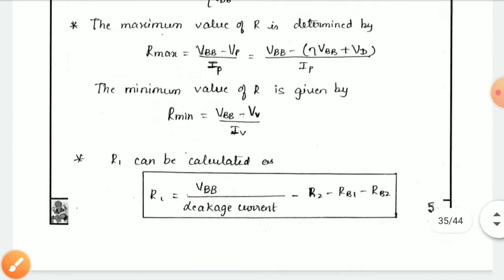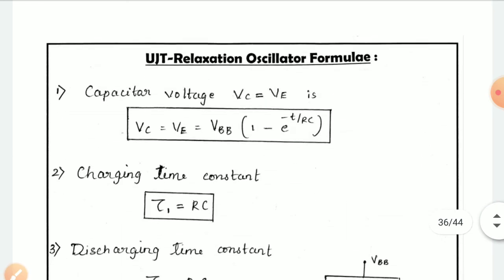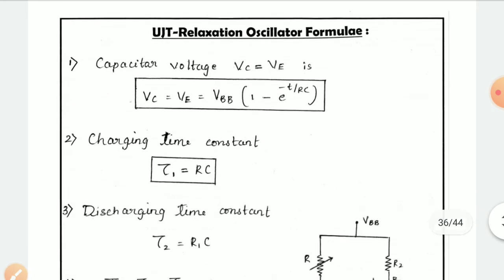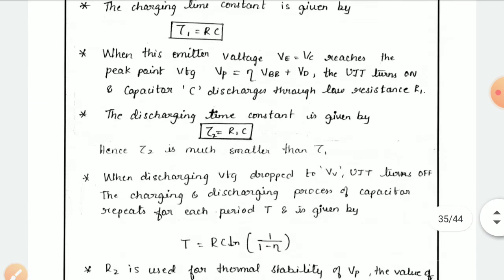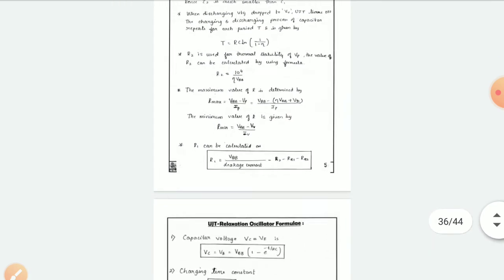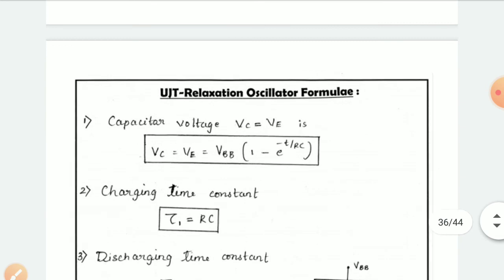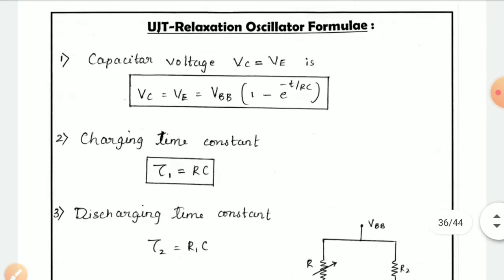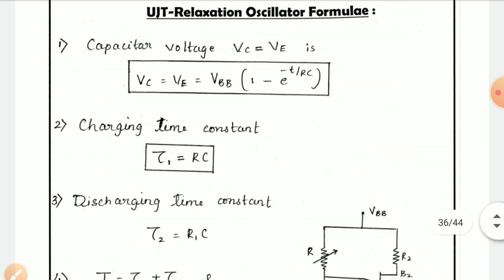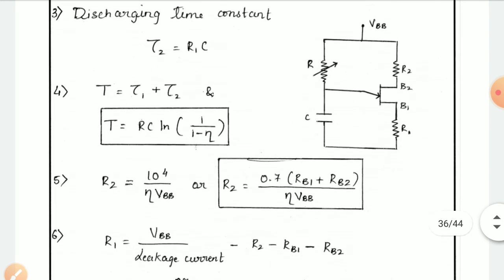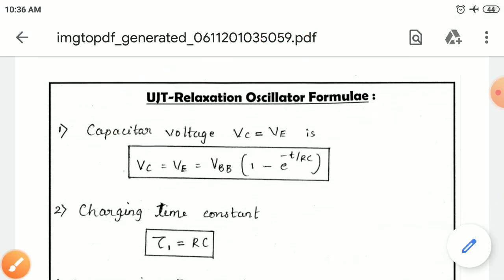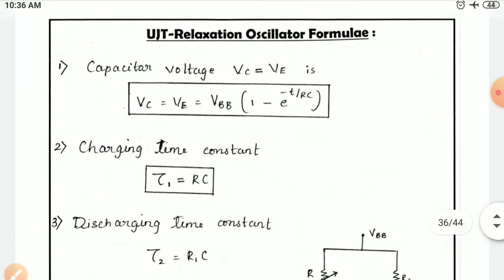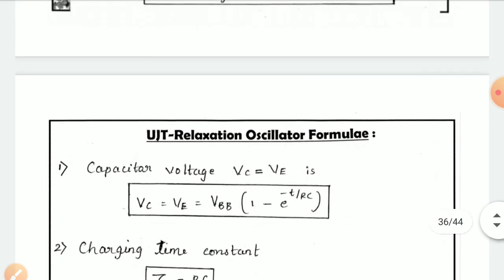Okay, so these are the different formulas listed. You just have to remember these formulas. How these formulas came about, we have already discussed. I have listed some of the formulas which are very helpful when solving problems related to the UJT relaxation oscillator: the capacitor voltage formula, then the charging time, discharging time, and other formulas listed here. This list will definitely be helpful in solving problems related to the UJT relaxation oscillator. Just go through these formulas and understand how they are arrived at.